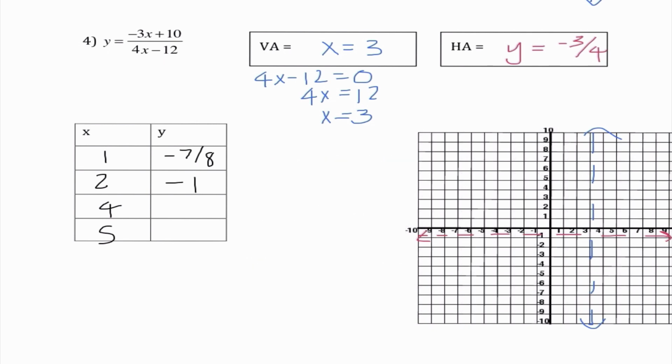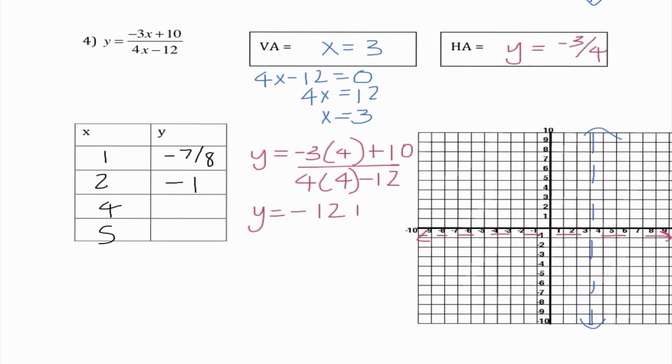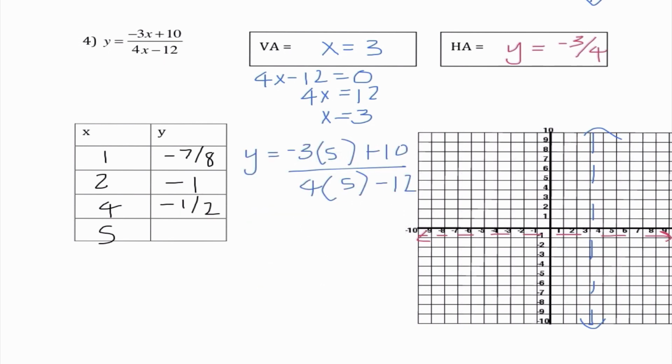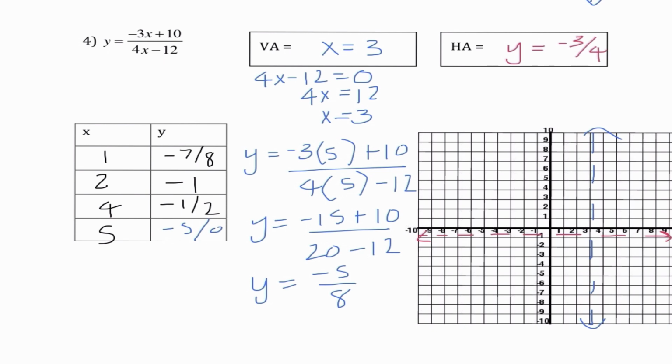Now we need to find the ordered pair when x is equal to 4. So I went ahead and substituted in. And then I get negative 12 plus 10 over 16 minus 12. So y equals negative 2 over 4, or negative 1/2. And last but not least, I'm substituting 5 in here. So I have negative 15 plus 10 over 20 minus 12. So negative 5 over 8 is that y value.